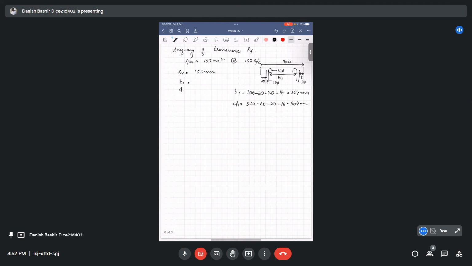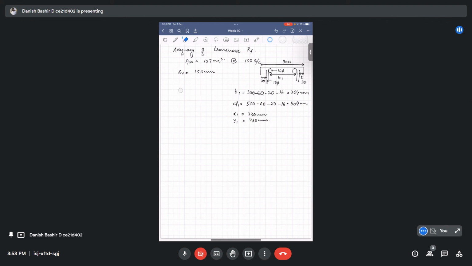Another calculation is x1 and y1. x1 I told you is measured from the centroid of the stirrups. First one is the centroid of the longitudinal reinforcement, second one is the centroid of the stirrups, x1 and y1. You will calculate x1 and y1 similarly, in the fashion I have shown you above: x1 is 230 mm and y1 you will get as 430 mm. So b1 and d1 are already calculated.